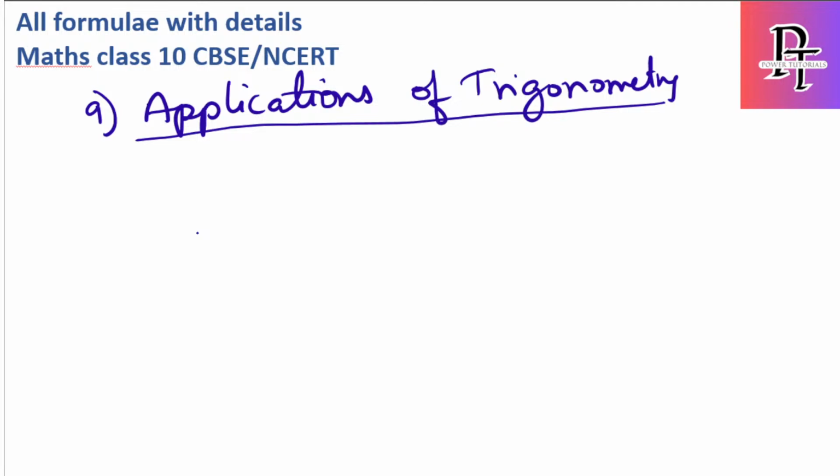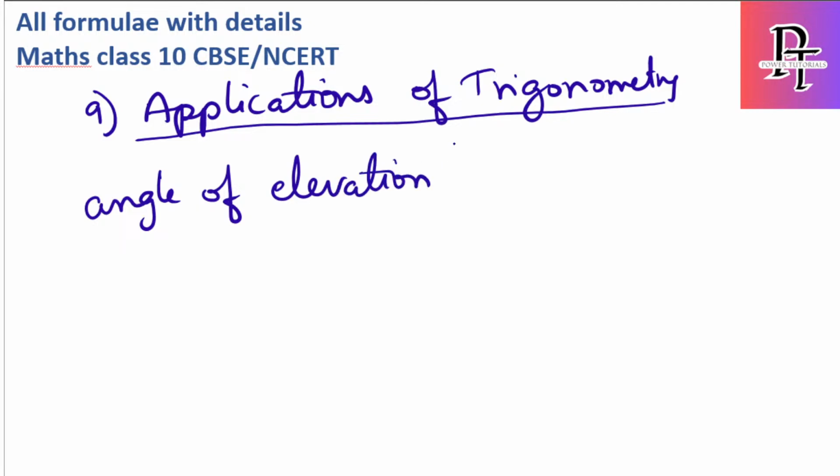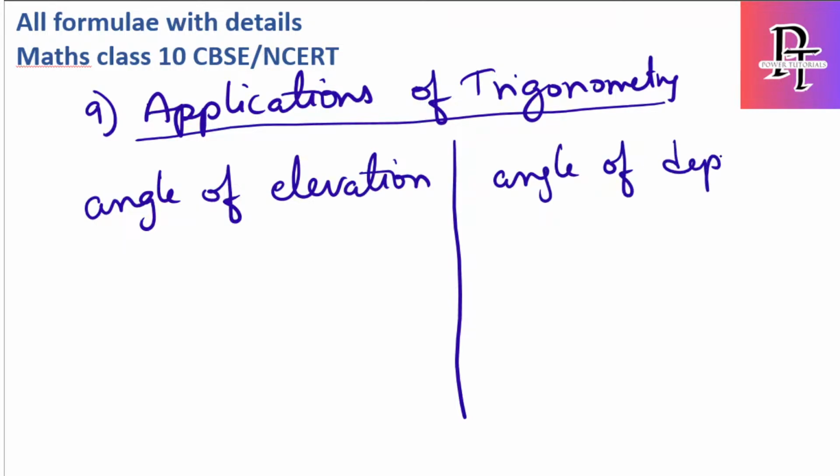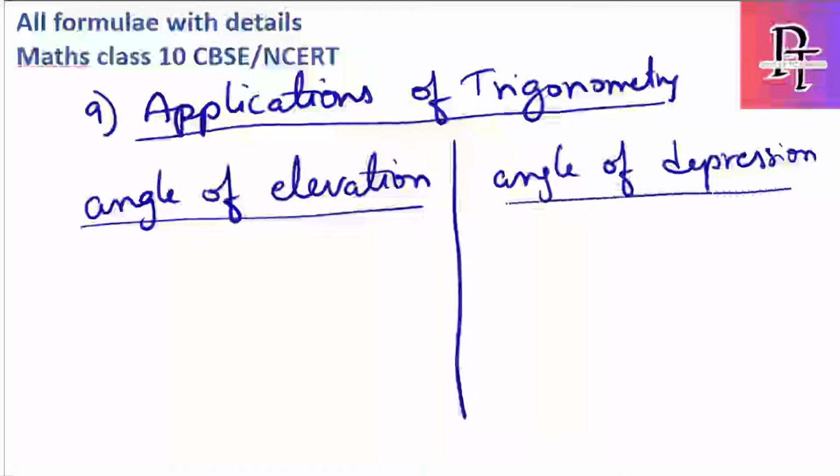So for the applications of trigonometry, we have to remember 2 things. One is angle of elevation, and second is angle of depression. Because in this chapter we are going to cover only one application of trigonometry, which is heights and distances. So for heights and distances, we need to remember how to solve it if angle of elevation is provided, and how to solve it if angle of depression is provided.